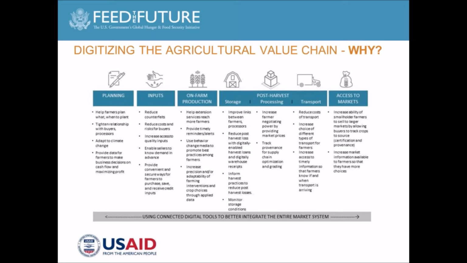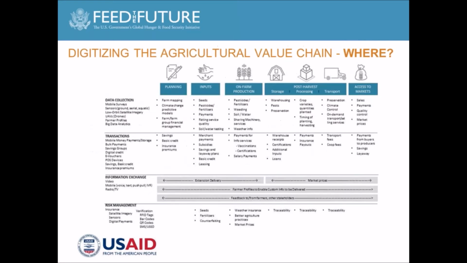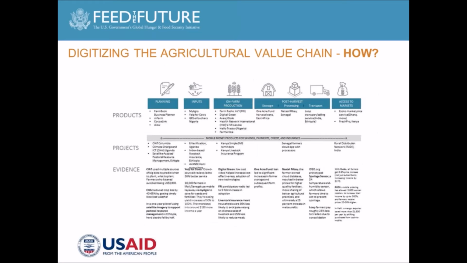Transactional information, information exchange, and a number of different types of data and digital services can be brought there. So if we look at this first slide, we see digitizing the agricultural value chain products. We're still on the first slide. Digitizing how, there we are.